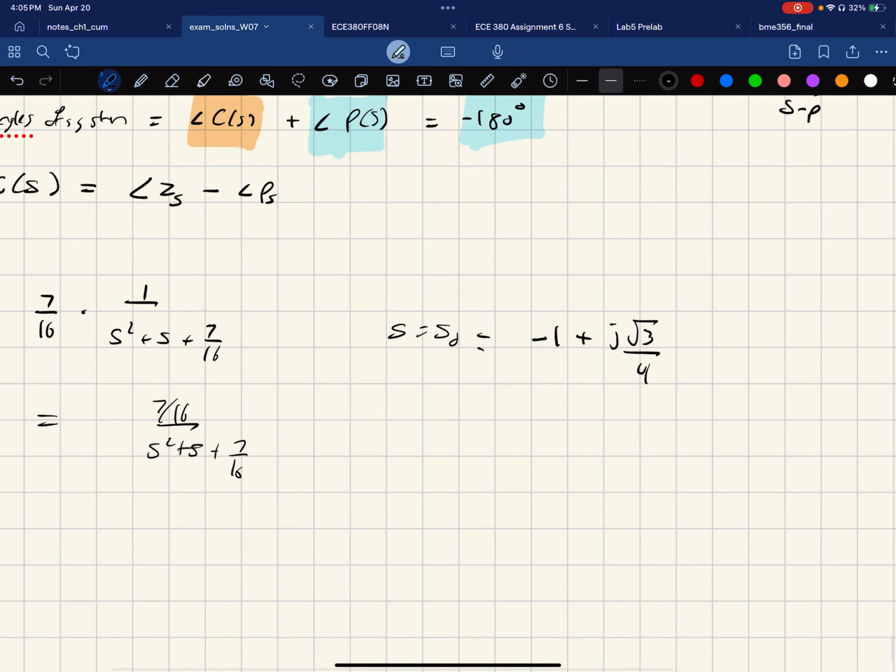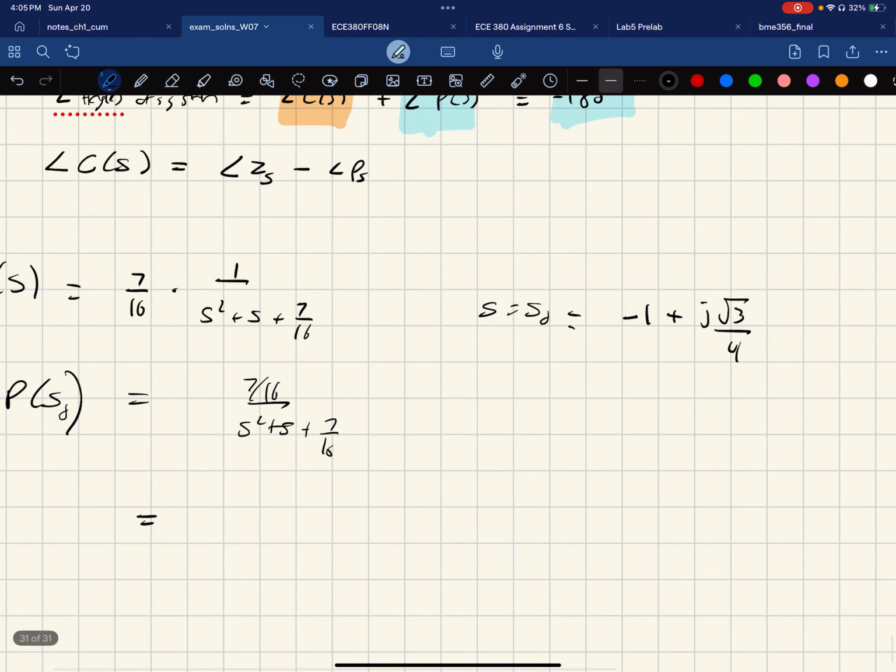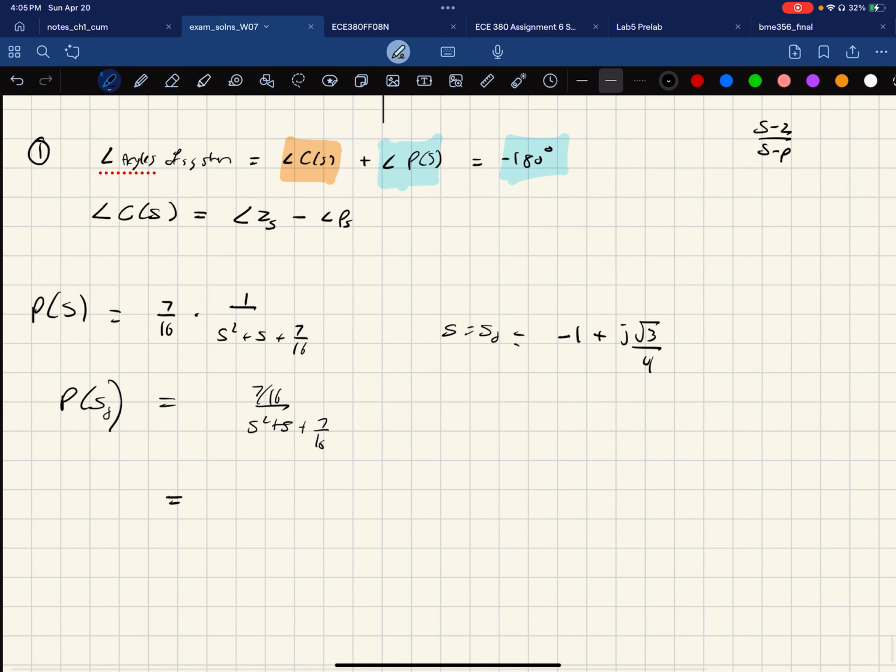Then you just plug this into your calculator in phasor format and you can find the answer. We'll get that the answer here is 7 over 16 all over x squared plus x plus 7 over 16. You have to put it in your calculator, and your x must equal minus 1 plus j root 3 over 4. Store that in x.